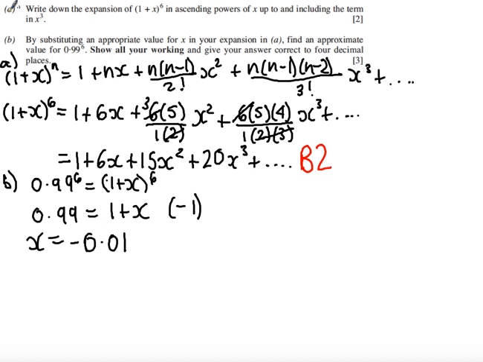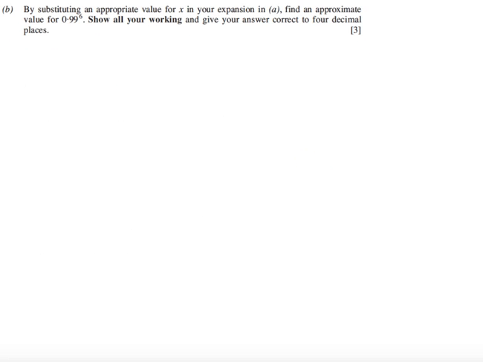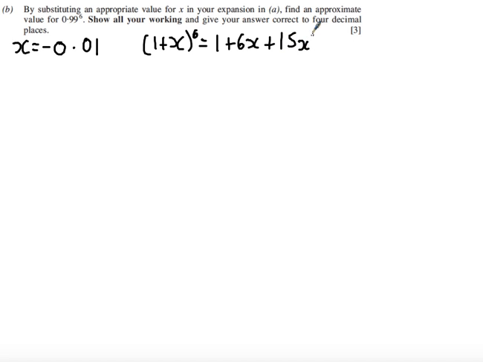Okay then. Now let's substitute this into the expansion so I can get a value. Now we're going to move on to the next slide just so I've got a little bit of space. So we said that x is going to be minus 0.01. The expansion of (1 plus x) to the power of 6 was 1 plus 6x plus 15x squared plus 20x cubed. And that's all we're using to do our approximation. So I'm going to drop the plus dot dot dot.